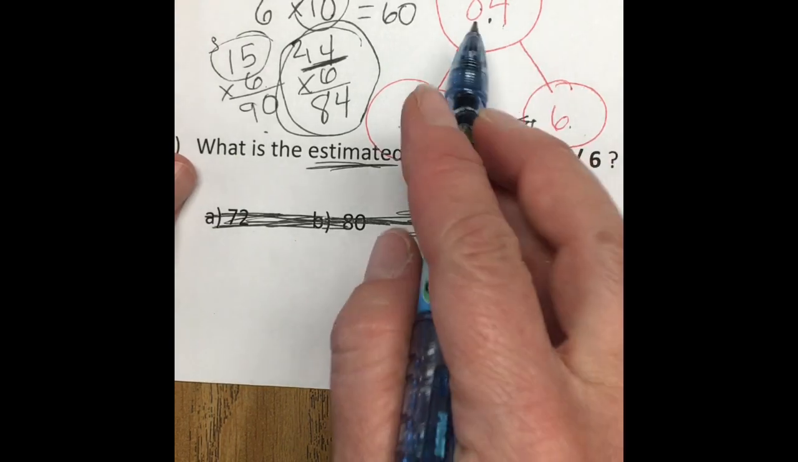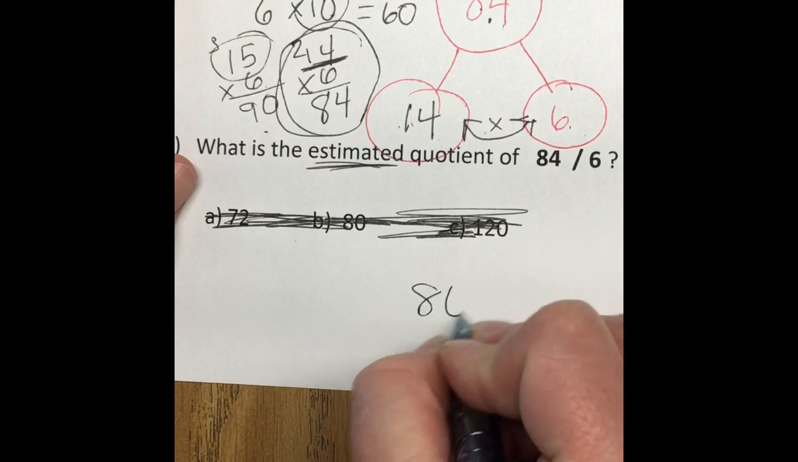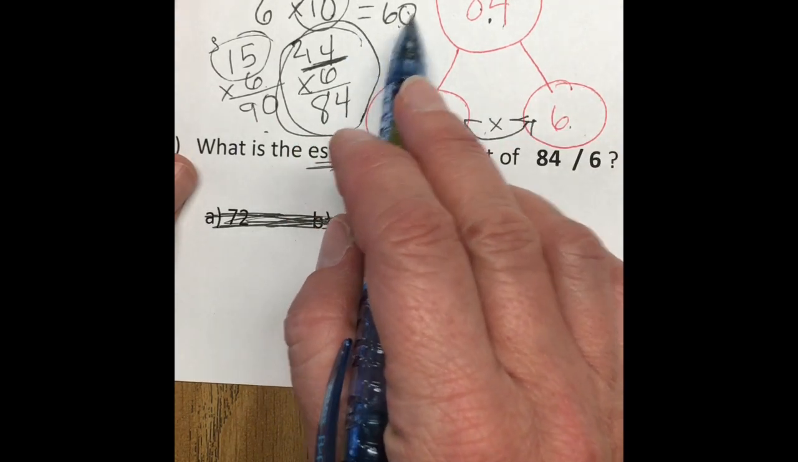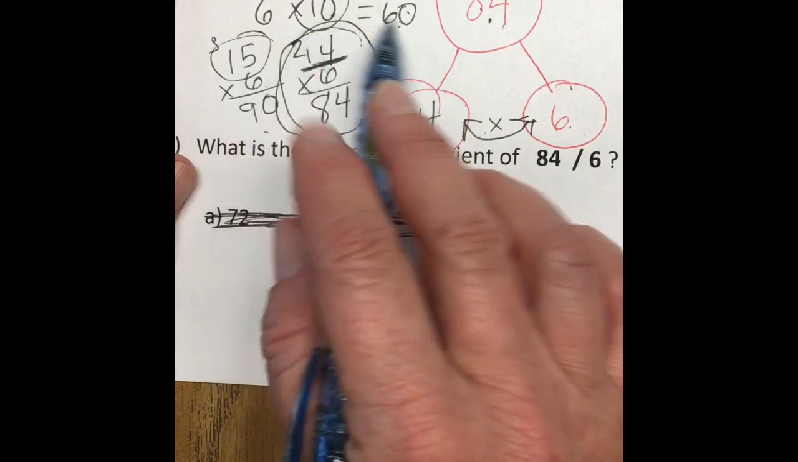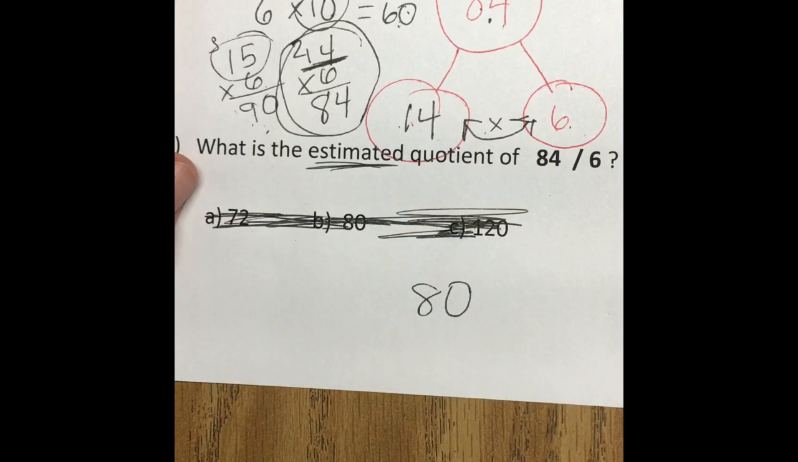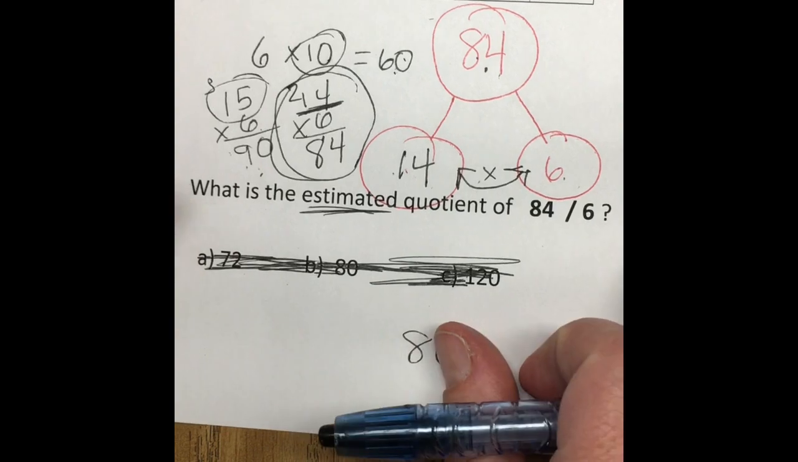But if I had to estimate, I could always go with 80 divided by 6, right? And then that would make it a lot easier because I'd instantly go to my 6 times 10 and my 90, so I'd be working with 10s. So again, it's all about using compatible numbers to help you solve.